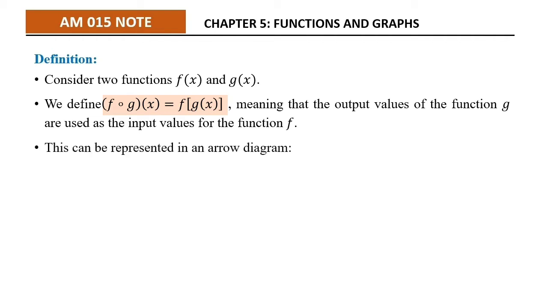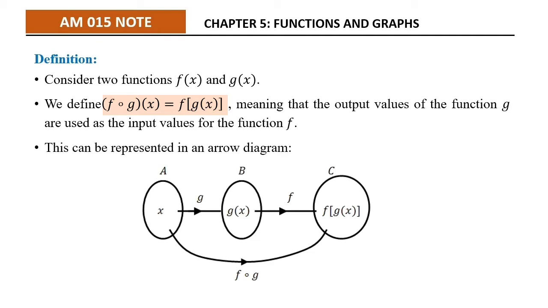This can be represented in an arrow diagram. x is the input and we have function g. So we have b as g of x. Then g(x) will be the input of f. So we have c as f of g(x). So from a to c is f of g.